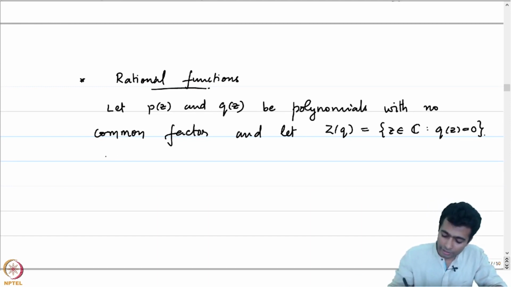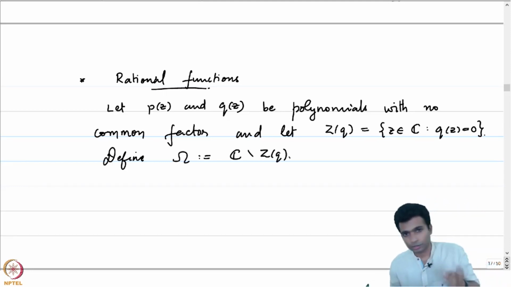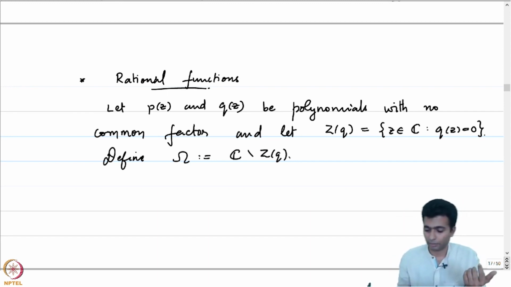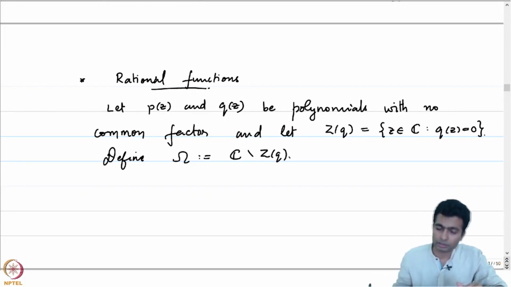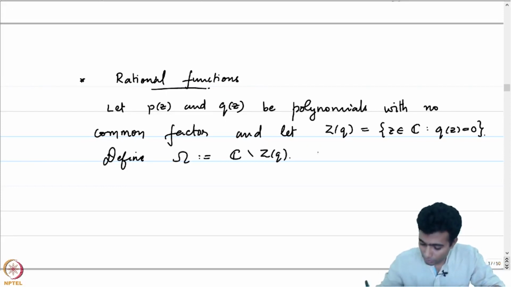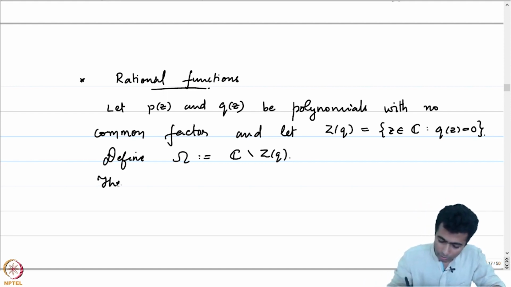If we define omega to be the complement of Z of q, notice that Z of q is a closed set. Why? Because q is a continuous map and q inverse of a closed set will be a closed set, and therefore Z of q, which is just q inverse of 0, is a closed set. And therefore C minus Z of q is an open set in the complex plane. That means omega is an open subset of C.